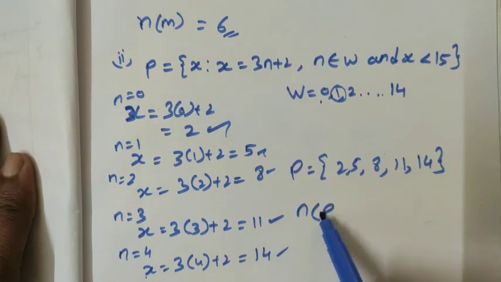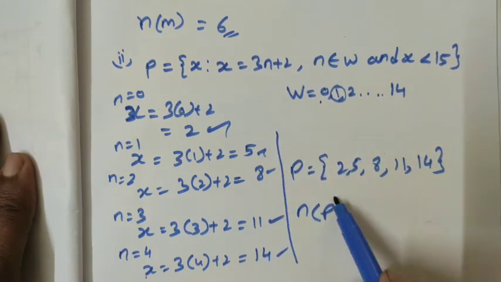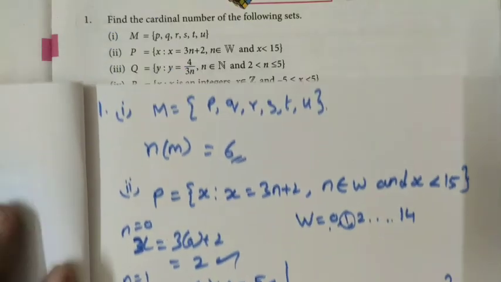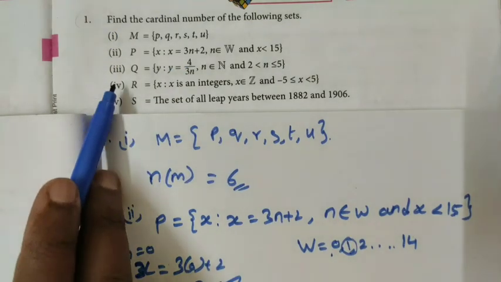Now, n of P, the number of elements in P, is equal to 1, 2, 3, 4, 5. So, this is the cardinal number of the set, right? And then see the question, Roman number iii.